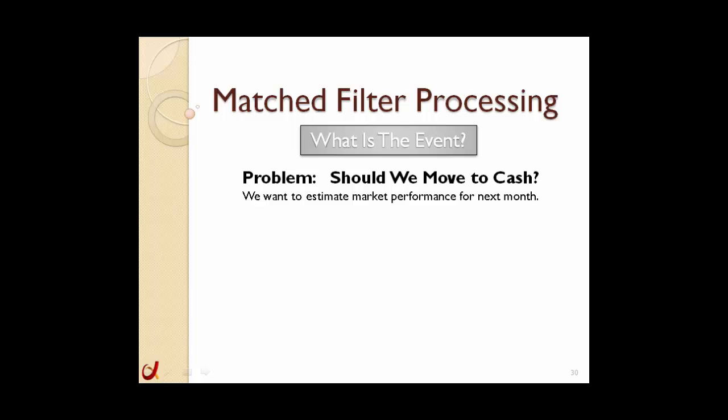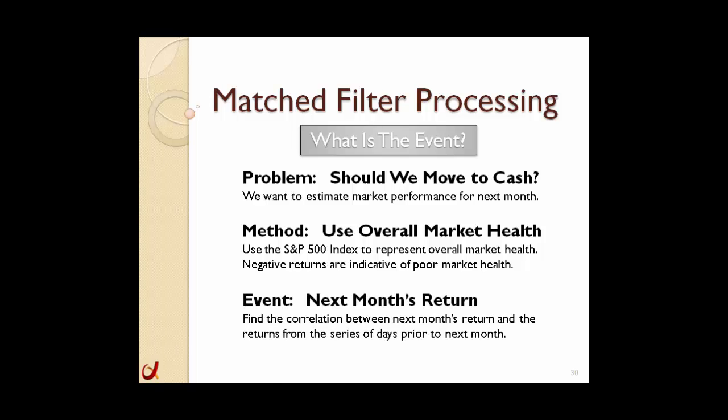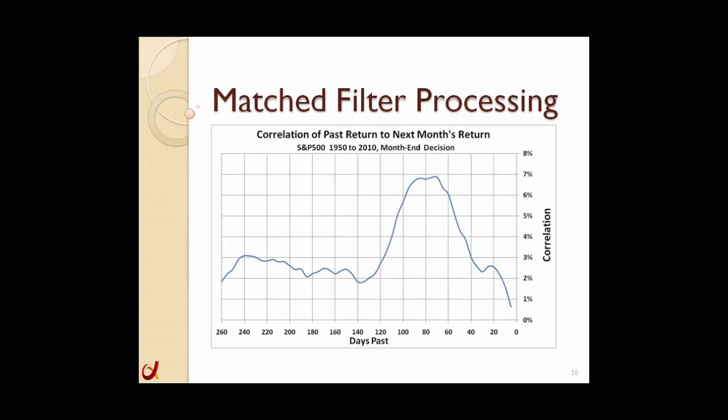What is the event? Let's say the problem is wanting to know, should we move to the safety of cash? We want to estimate market performance for the next month. The method will use the S&P 500 index to represent overall market health. Negative returns are, of course, indicative of poor market health. So then the event is next month's return. Thus, we must find the correlation between next month's return and the returns from the series of days prior to next month. This is that correlation.